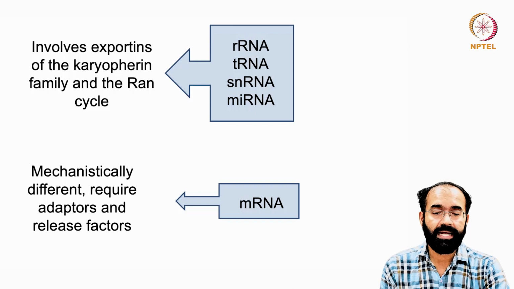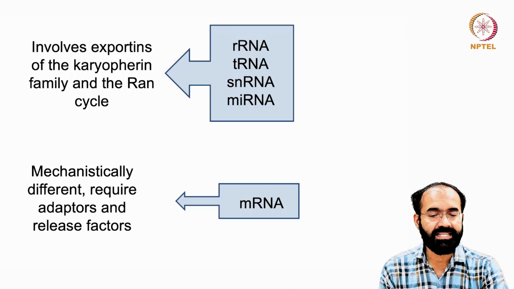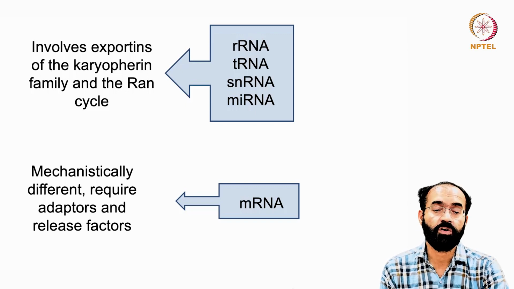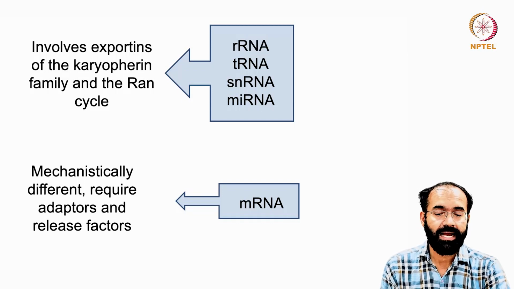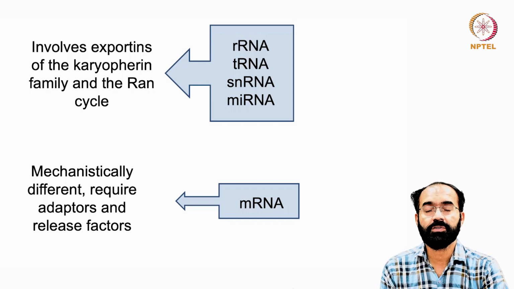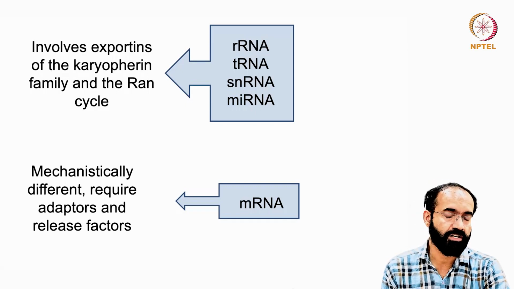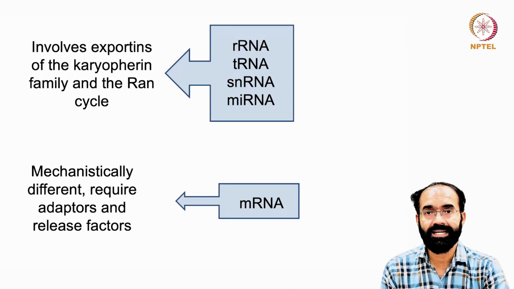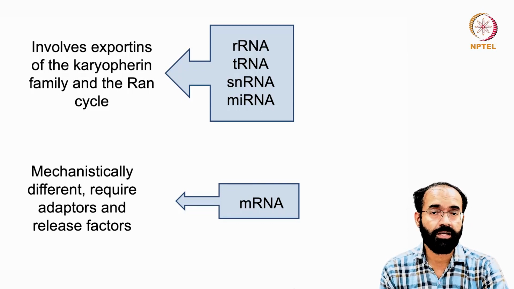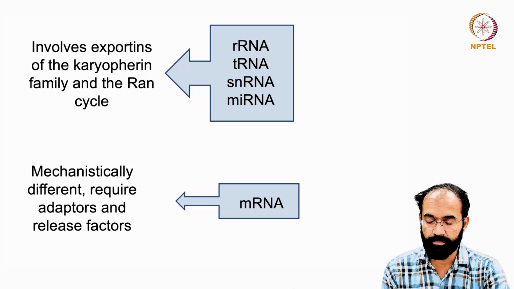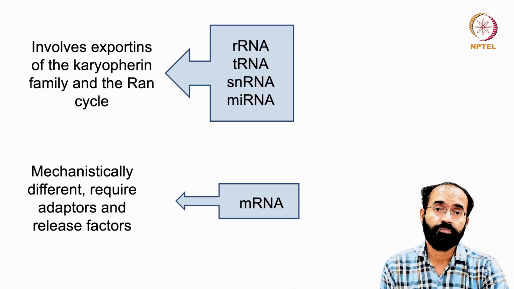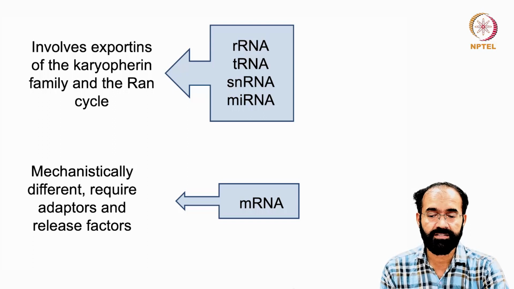So they are categorized: ribosomal RNA, tRNA, snRNA and microRNA. They follow one common cycle which involves the Ran GTPase cycle and the exportins of the karyopherin family. Whereas mRNA, which is meant for protein translation, is huge in size. Like we have seen, the muscular dystrophin gene is around 17 kilobases, so you can imagine how big that mRNA will be. So they follow a different strategy.